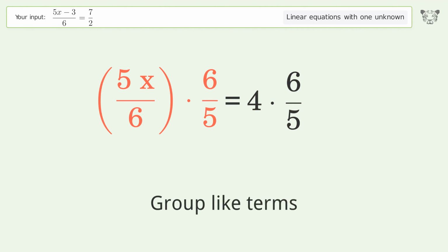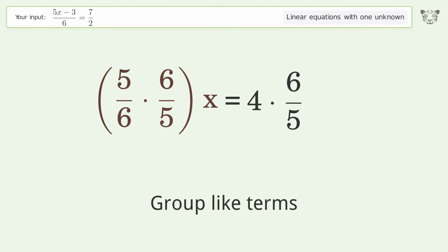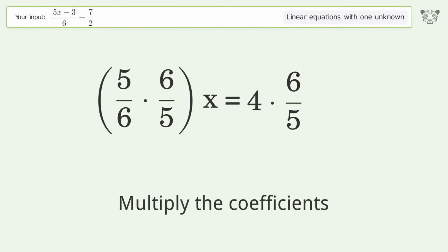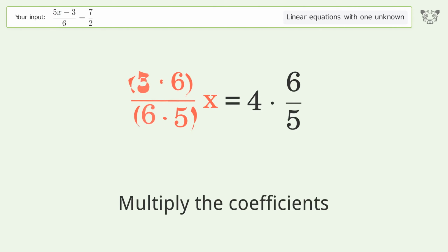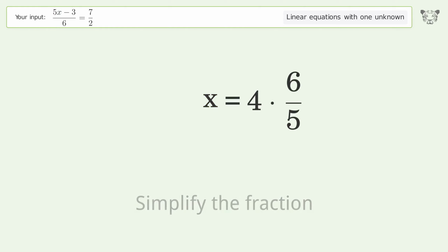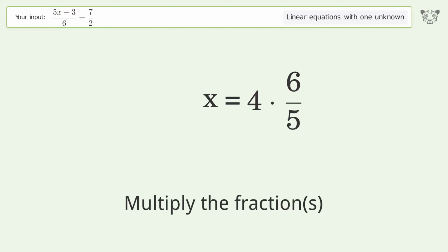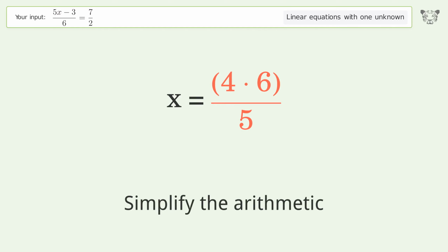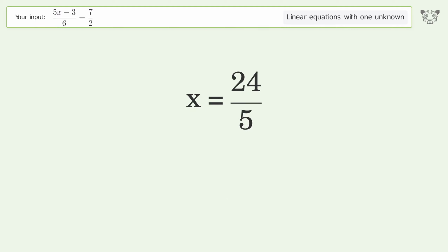Group like terms. Multiply the coefficients. Simplify the fraction. Multiply the fractions. Simplify the arithmetic. And so the final result is x equals 24/5.